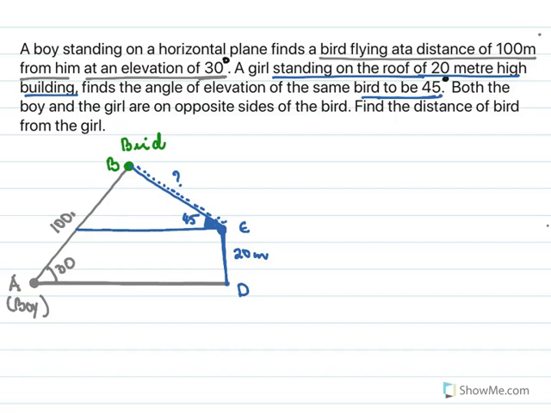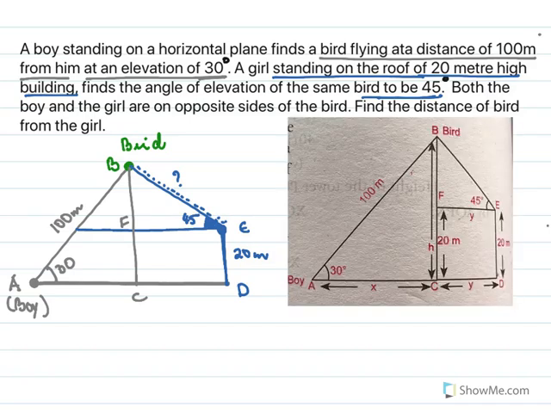So we'll join this up here. And we put this as C, this is F, right? And we need to find our BE. So here's the figure. This is the boy at A. We have the bird at B. Then this was the house. ED is the house. And the girl is on the top of the house here watching the bird.